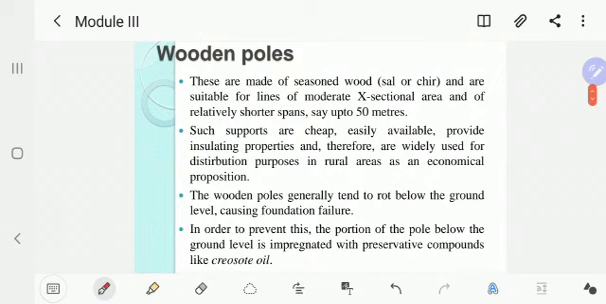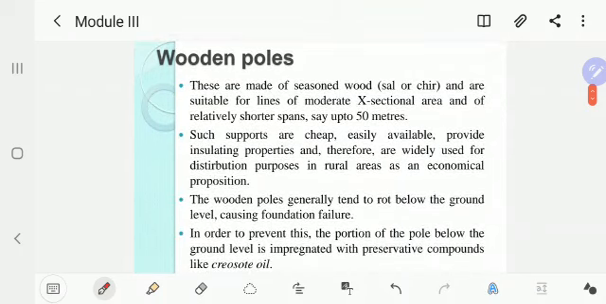So next we are moving into the important different types of poles. First come the wooden poles, which were used in the previous days, and which are also seen rarely nowadays in the rural areas.